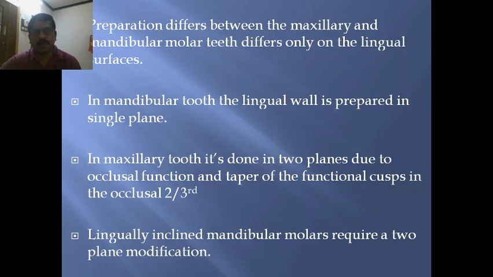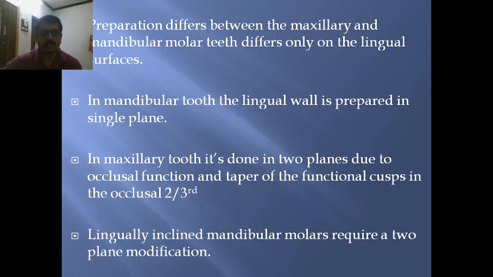Although these are the main preparation strategies, it always differs with the tooth. We will see some of the differences that we have to make when we are preparing different posterior teeth. When we are preparing molar teeth, whether maxillary or mandibular, the changes are there only on the lingual surface. That is, in the mandibular tooth, the lingual wall is prepared in a single plane, whereas in a maxillary tooth, it is done in two planes.